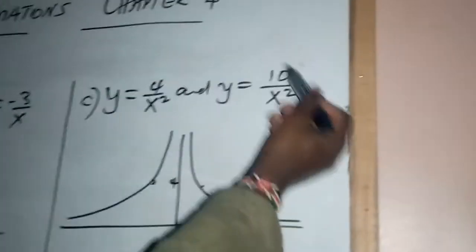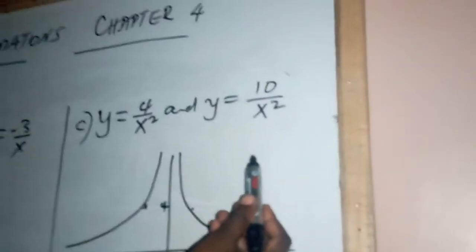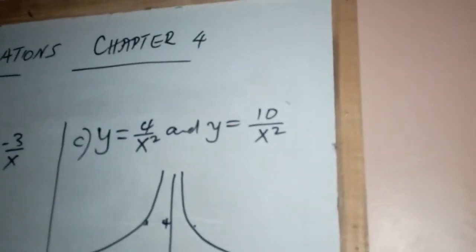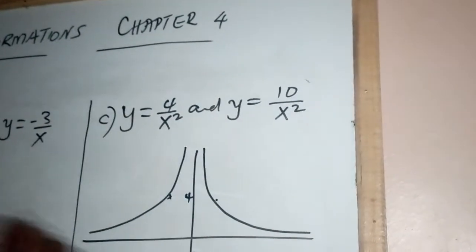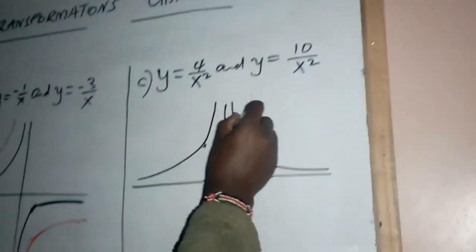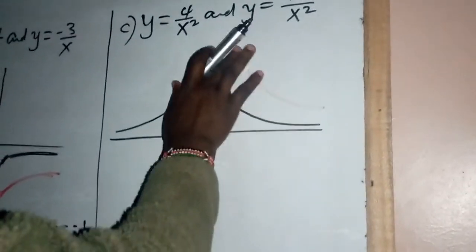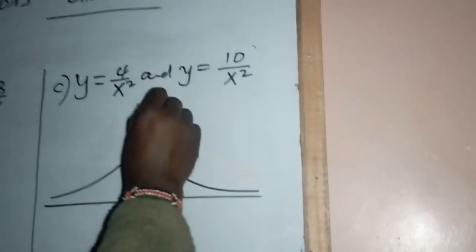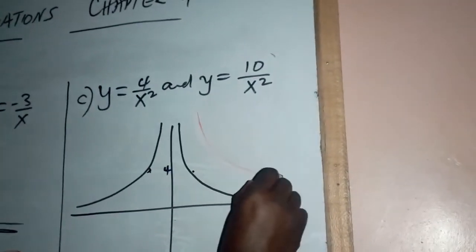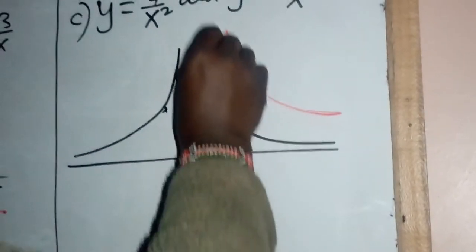Let's talk about the second graph, 10 over x squared, assuming x is 1. So 10 over 1 is 10, way above 4. But since the law of asymptote still holds, we are going to have a graph that looks like that, a graph that looks like that.